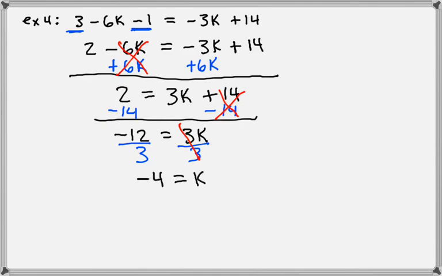We don't want to leave our answer like that because the variable is not on the left. So we're going to go ahead and flip it over or switch it. k equals -4.